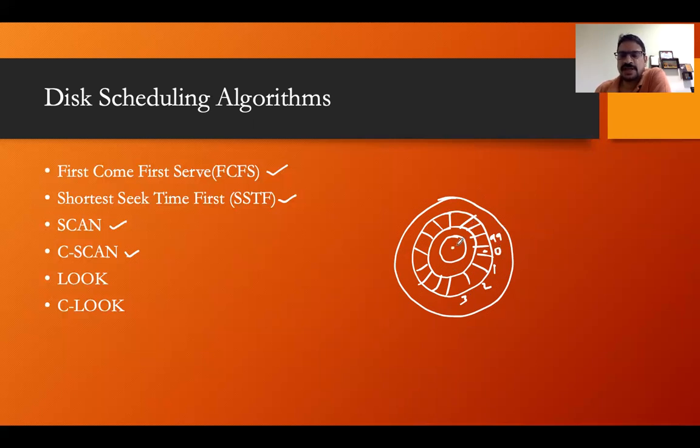So the assumption is this. If it is moving in that direction, and from that direction it has to move from the top to here, it is saying that it is cylindrical, meaning the starting point and the ending point will be the same, wrapping around. So cylindrical scan is the algorithm that has been applied there. Then look is the variation of scan, and C-look is the variation of C-scan. So we'll see all these disk scheduling algorithms one by one, and we'll see how much seek time it is taking.